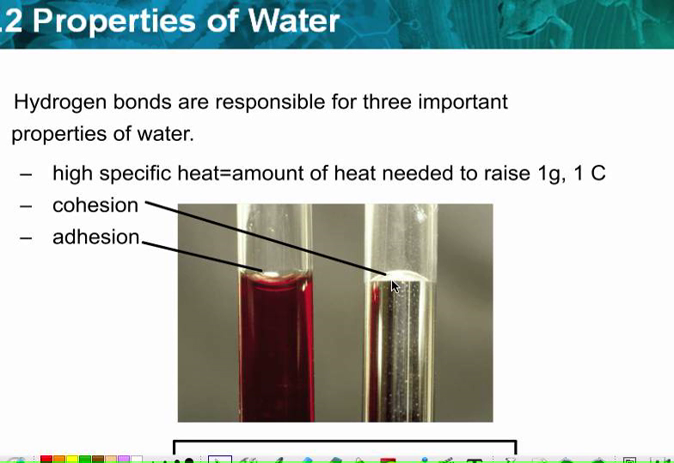Adhesion is where the water molecules adhere to something else, some other substance. Like in the case of this illustration, they're adhering to the sides of the test tube. And that's what causes the meniscus that we talk about when we read a graduated cylinder. Basically, the water molecules are climbing up the side of the glass because they're adhering to the side of the glass. That's what adhesion is.